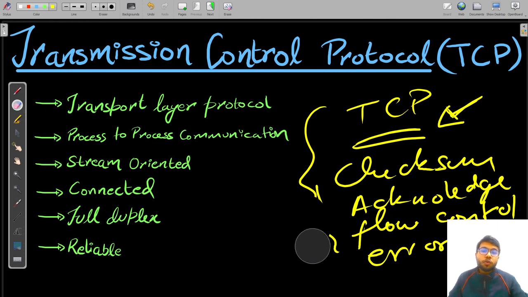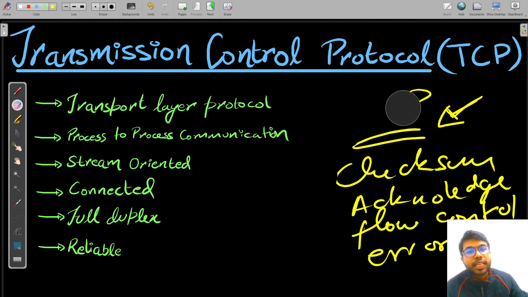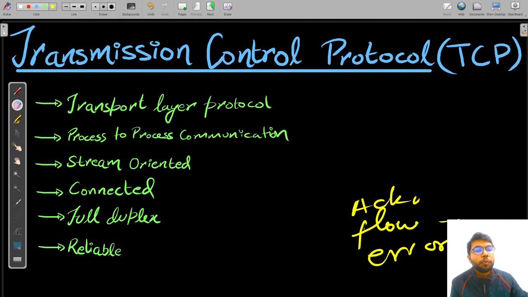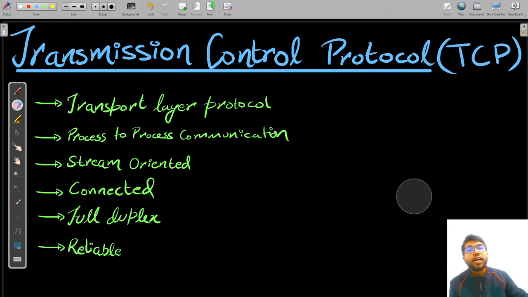So let's move on and see all the other things: how TCP works, how things are maintained, how your messages are sent, how a header is made, and how your checksums are calculated. All right.